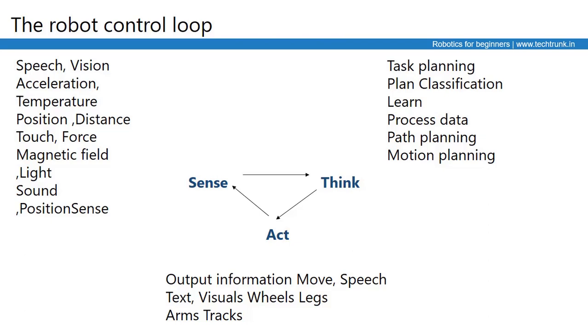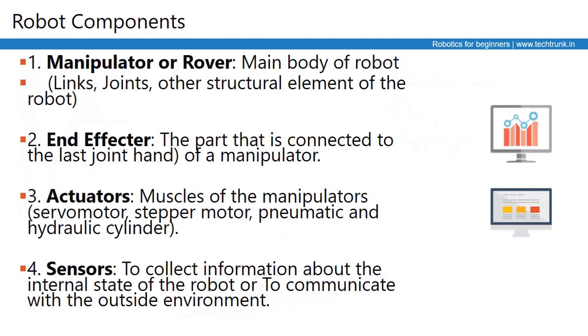The next thing that we are going to discuss in this control loop is which of the components robots use to sense, to think, to act, and which are the components in a robotic system. So in a robotic system, the components consist of a manipulator, or you can say rover. The manipulator or rover is the main body of the robot that consists of links, joints, and structural elements of the robot. It could be the arms, it could be the chassis, it could be the main structure of the robot which creates the central mass of the robot.